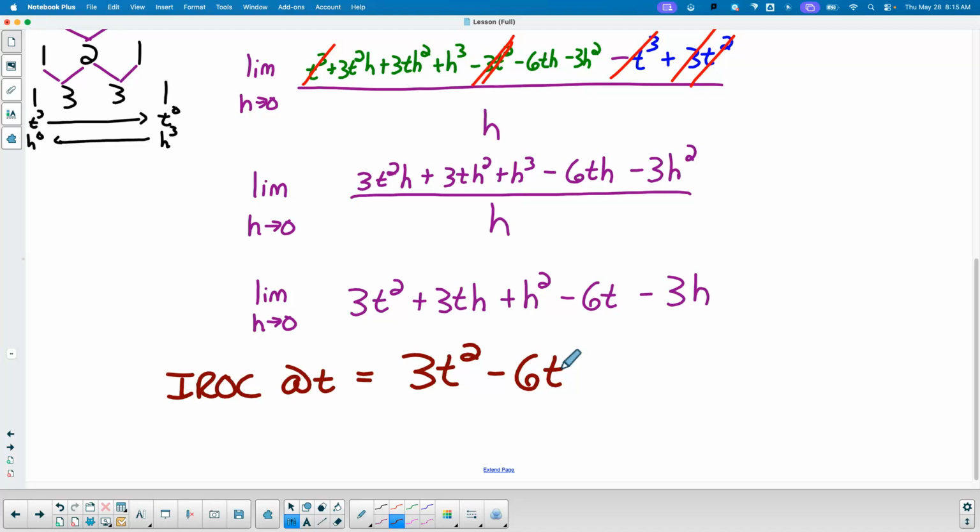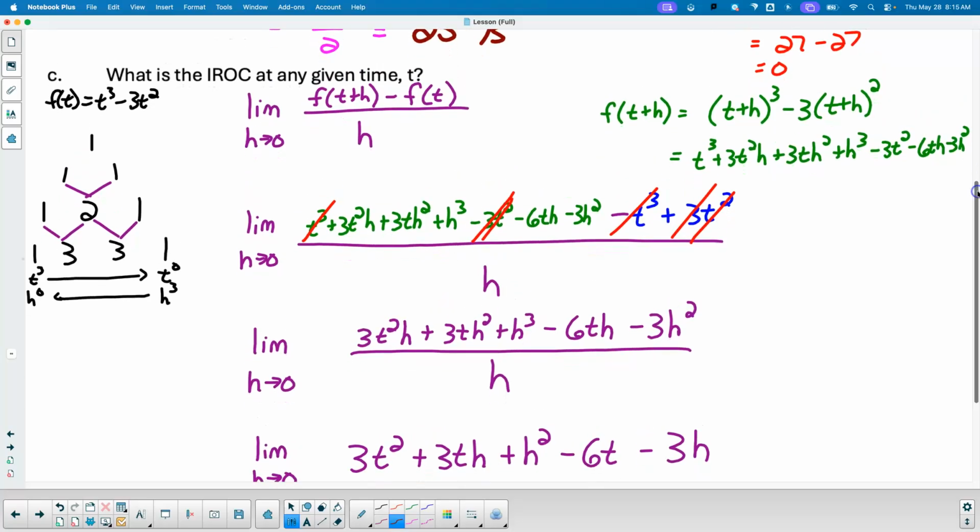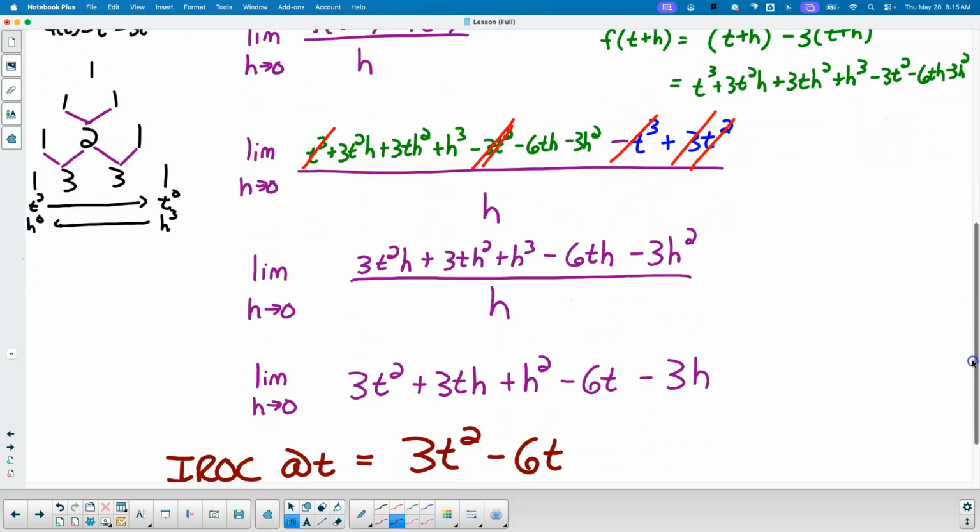Anybody see a shortcut? What do you got? You multiply the highest exponent by the exponent. The highest exponent is always going to be the t. And so t to the power of 3 is just going to be 3t.